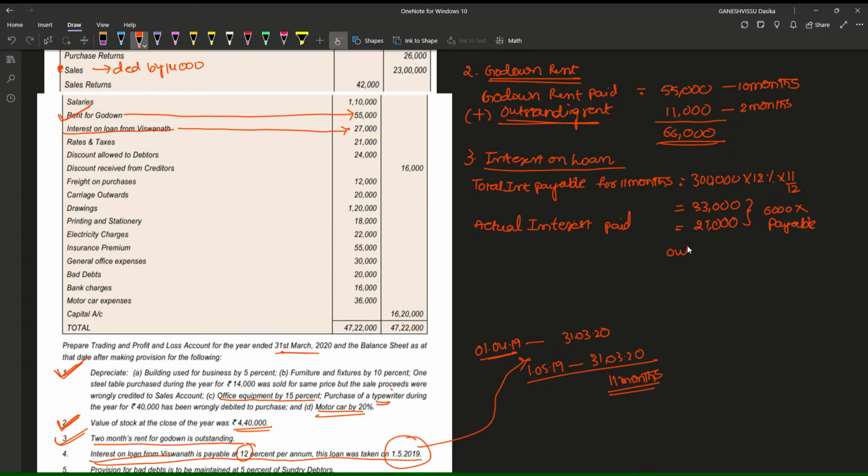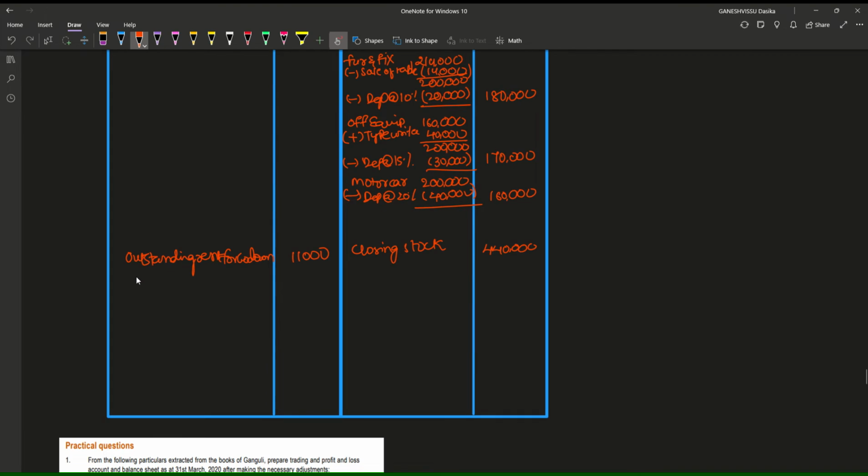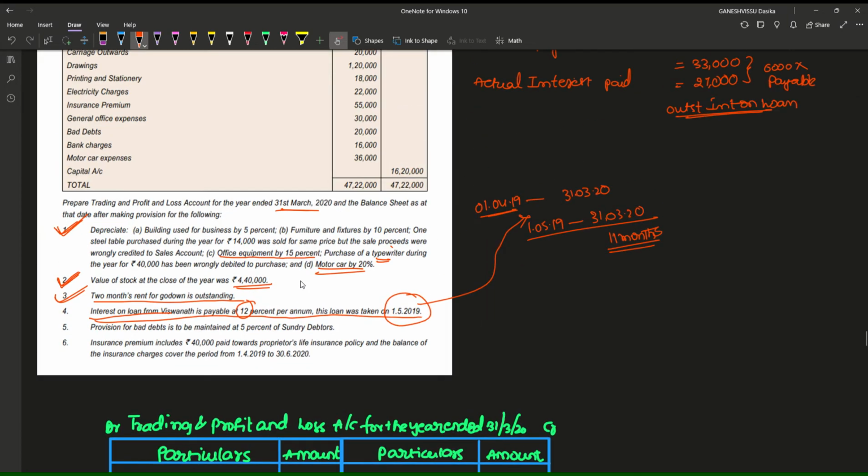This is 6,000 rupees, which is not yet paid, that is payable. So outstanding interest on loan, we can say that is outstanding interest on loan. Outstanding interest on loan which is payable, so this becomes the liability. Here we can write in the liability side, interest on loan outstanding by 6,000 rupees, we can say. Okay, 6,000 rupees.